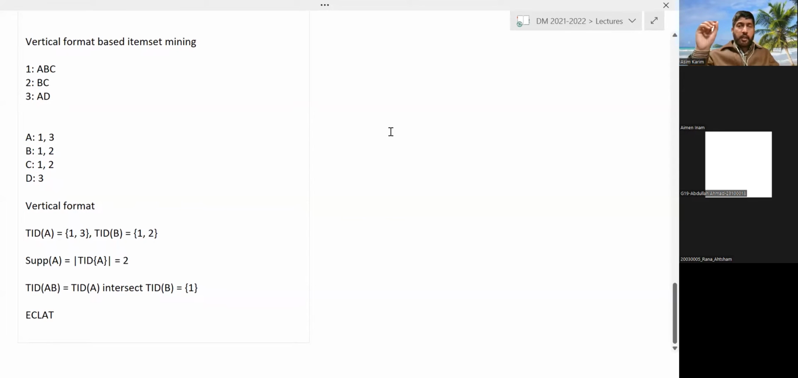But the idea is that they first transform the database into the vertical format and then do all operations in terms of sets of transactions. Higher order item sets can simply be computed by taking the intersection of lower order item sets. You can use the Apriori framework or the FP growth framework, but in the vertical format. Again, these are variations that are used in practice.